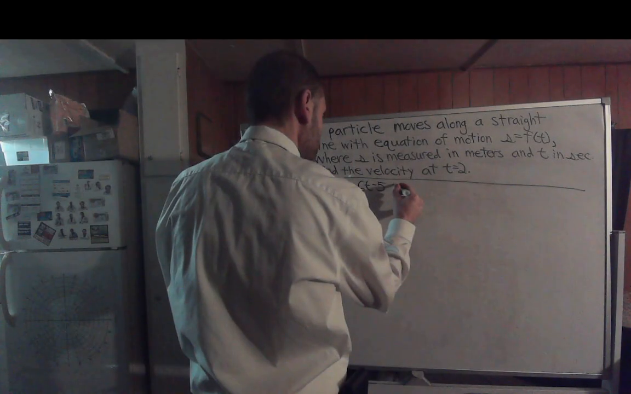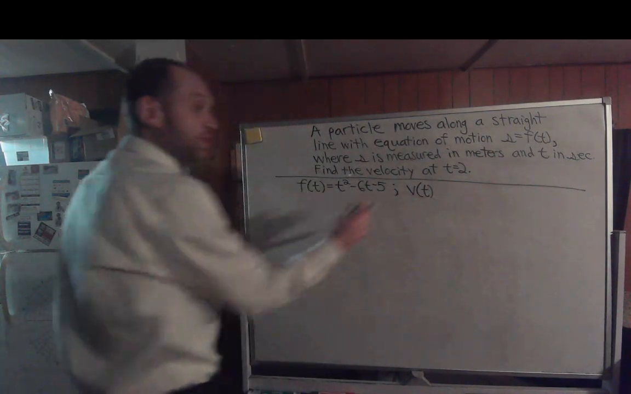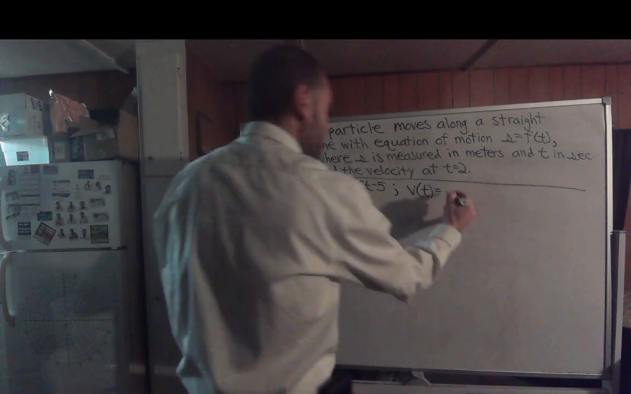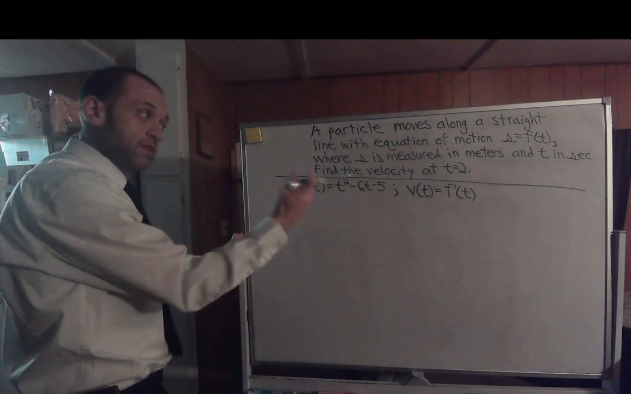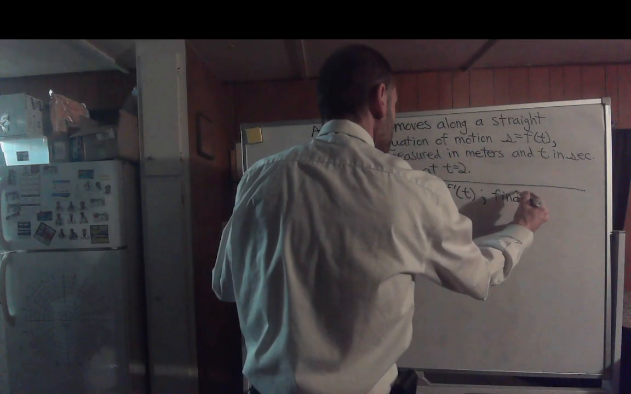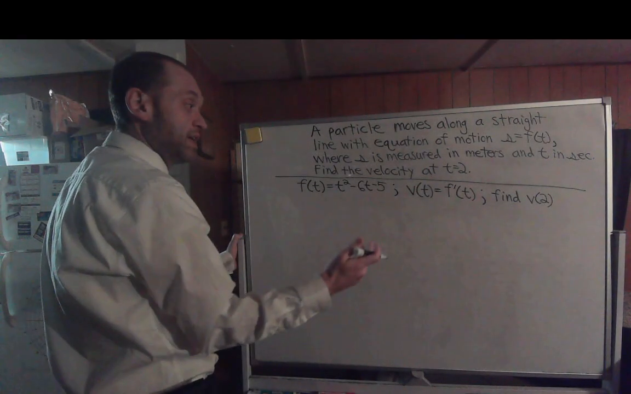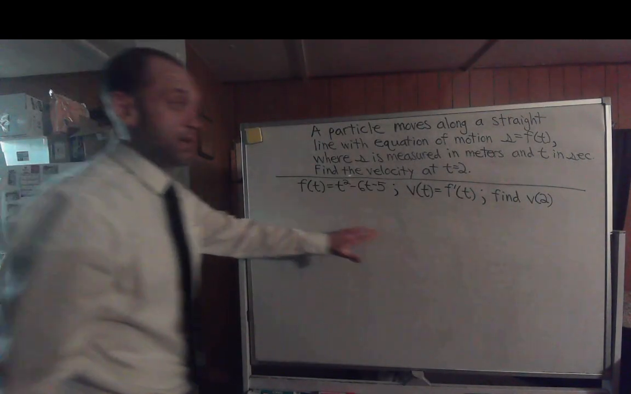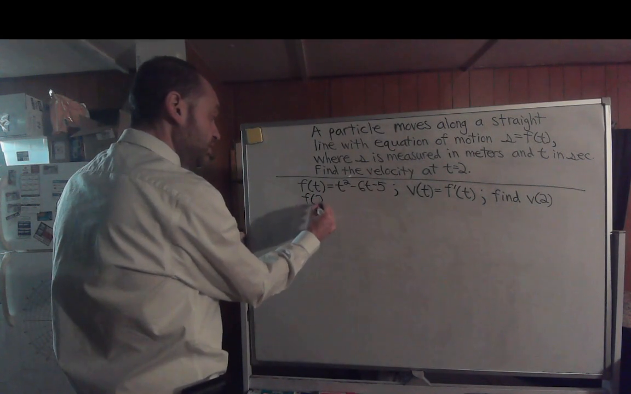Well, the velocity, we could call that v of t, velocity at time t, is the same thing as f prime of t, because velocity is the derivative of the position. What they really want us to find is the velocity at 2 seconds, or f prime of 2. What's going to be helpful though is if we know the position at time equals 2. So first we need to find f of 2 itself.